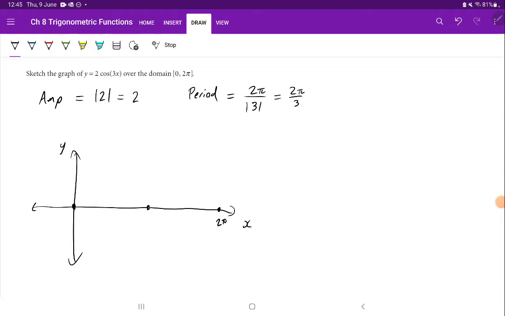So if I put in a temporary marker of that's pi, and then another temporary marker of that's pi on 3, and then 2 pi on 3. Well, we could continue that out, and we'd get 4 pi on 3, and then 5 pi on 3. Alrighty, so since it's a cosine, that means it's not going to start in the middle. It's actually going to start at the maximum.